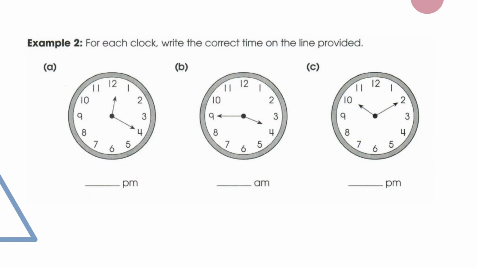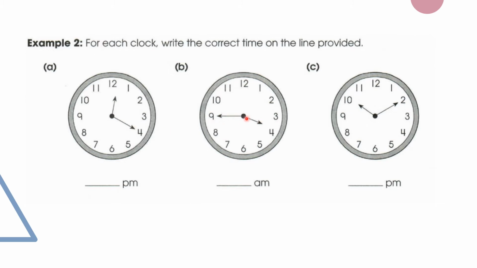For example 2, it says, for each clock, write the correct time on the line provided. This is where things get trickier. In letter A, it shows that the hour hand is pointing in between 12 and 1. This is actually 12's number room, so it is 12. And the minute hand is pointing at 20 minutes, so it is 12:20 p.m.